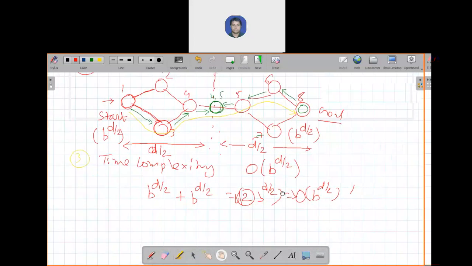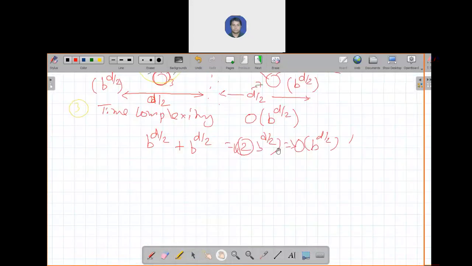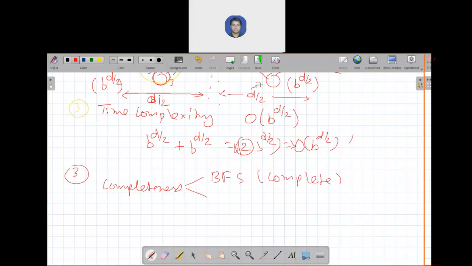Okay, the next key point you can write about this bidirectional search is completeness. In this bidirectional search, we can use BFS or DFS as previously. In this example, we have followed DFS. If we follow BFS, it is complete. When it is complete, it means it will definitely find the solution.